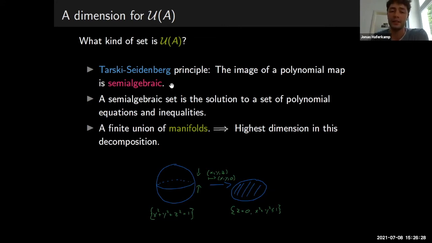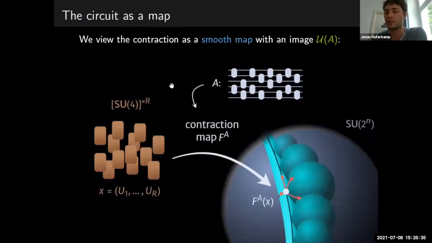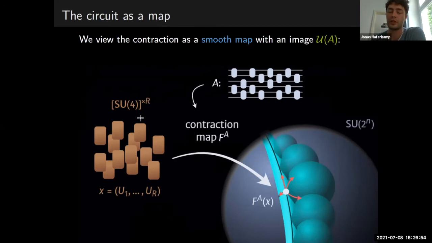An algebraic set is basically just the solutions of polynomial equations. And it's not hard to see that this is true for the unitary group. So the unitary group is the solution set of the polynomial equations u times u dagger equals the identity, and the determinant of u equals one. It's easy to see that all of these are polynomial in the entries of u, or at least of the real numbers in the matrix coefficients of u.